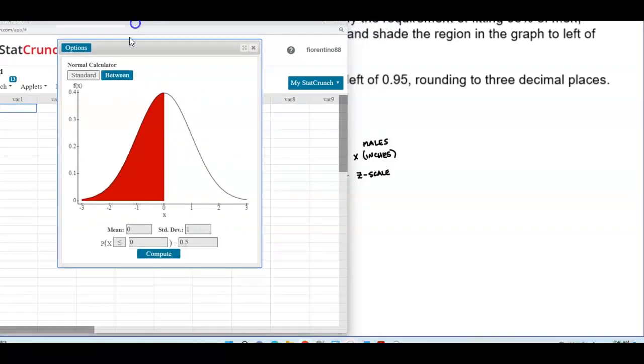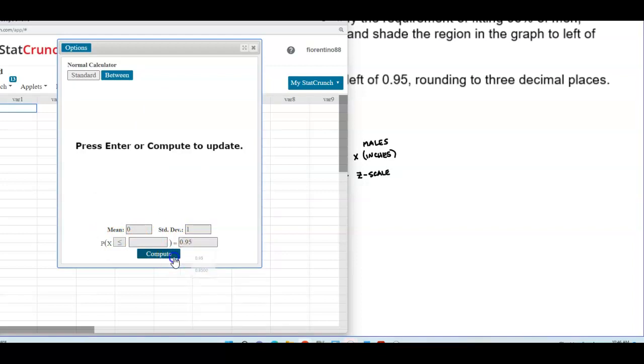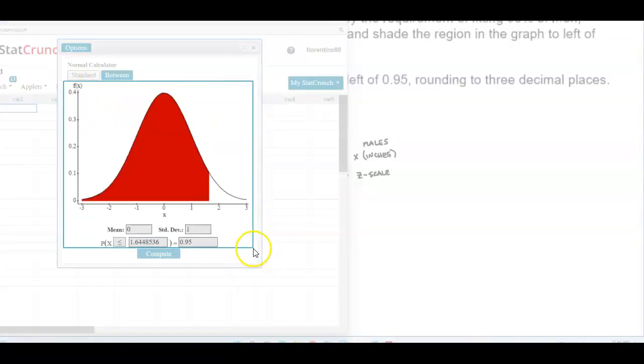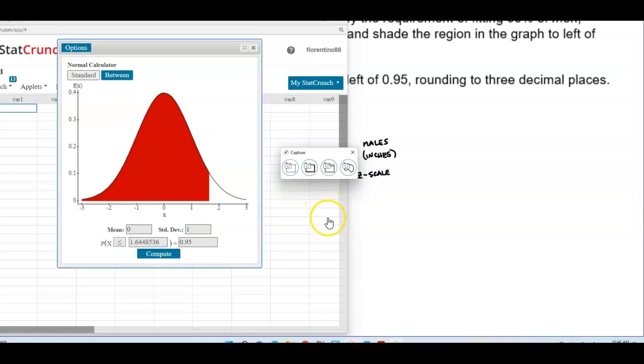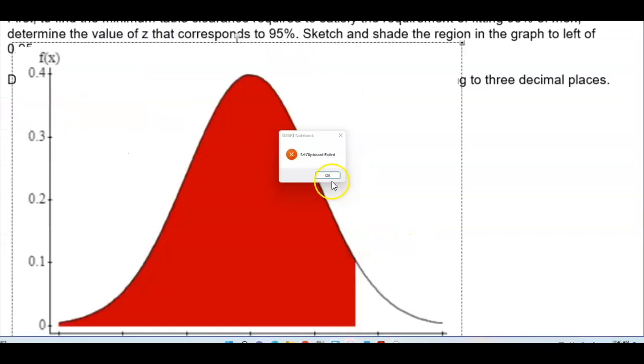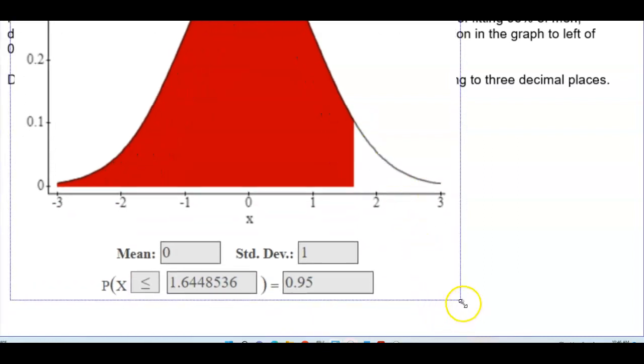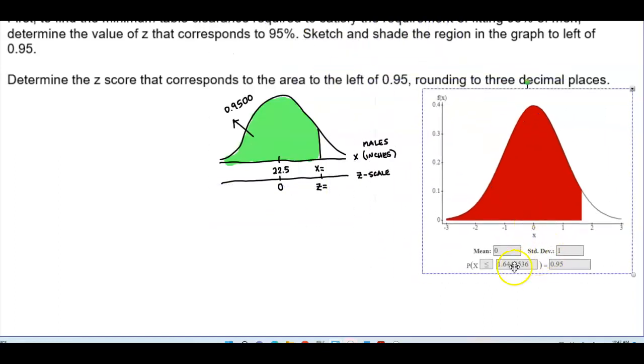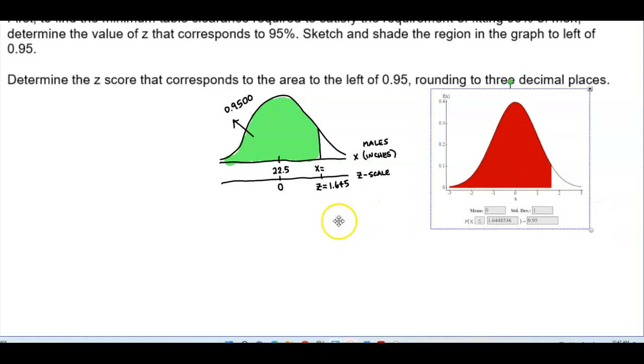Now make sure that you have the mean of 0 and a standard deviation of 1. Make sure you're going to the left because you want the area to the left. In the area section, we put in 0.95 and determine what that z-score is. We copy that, and there's our z-score. They want us to round that z-score to 3 decimal places, so the z-score ends up being 1.645.